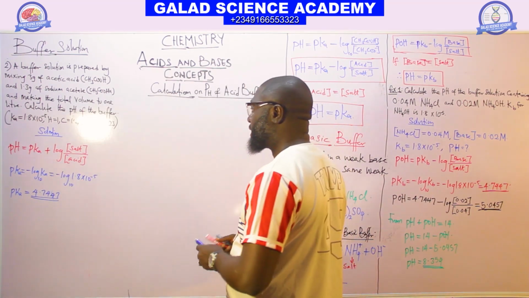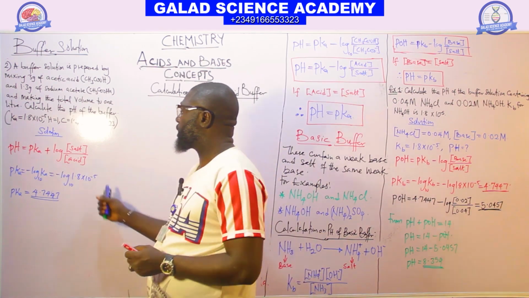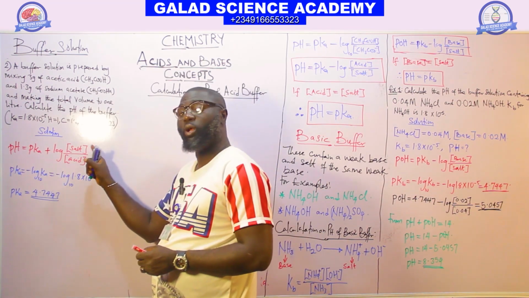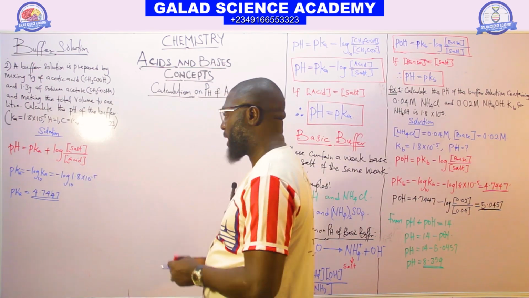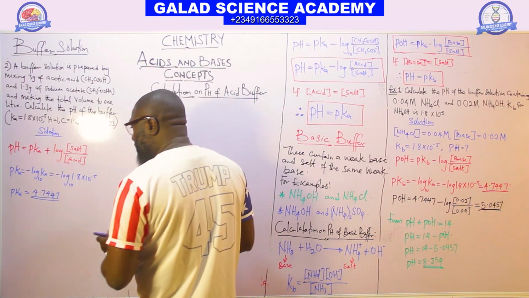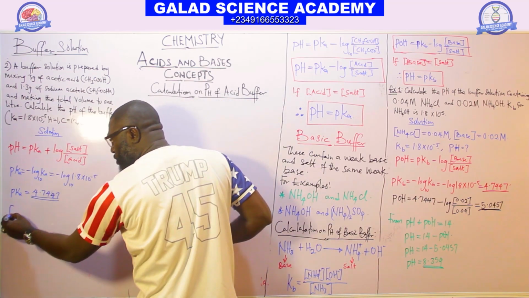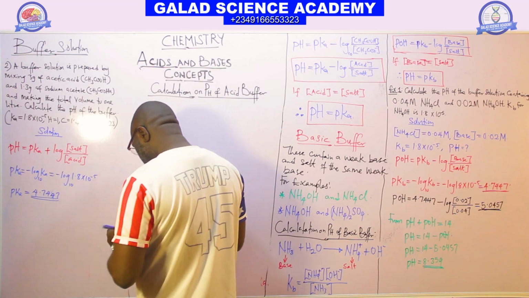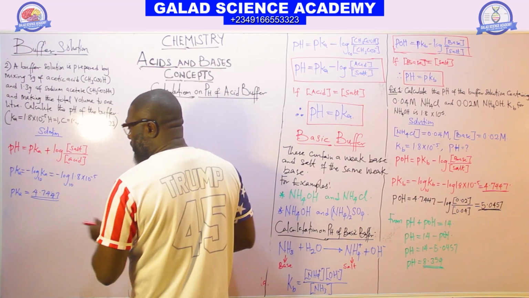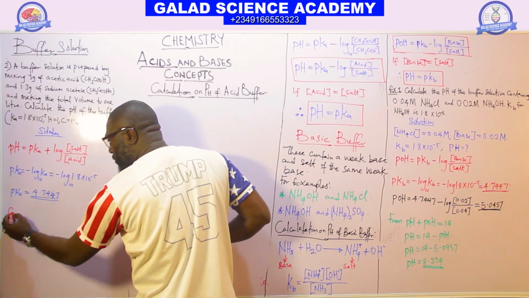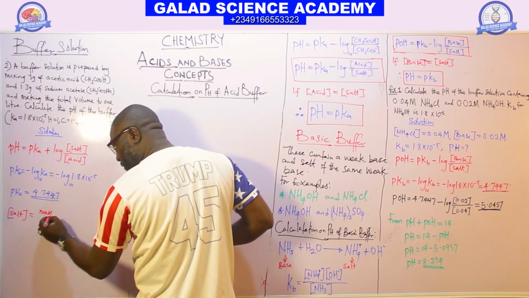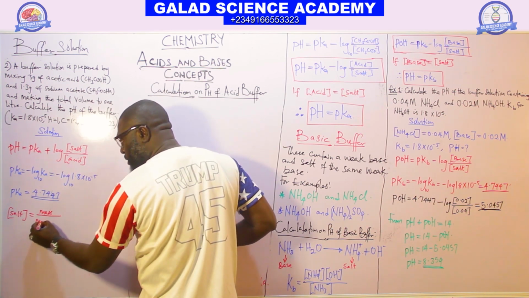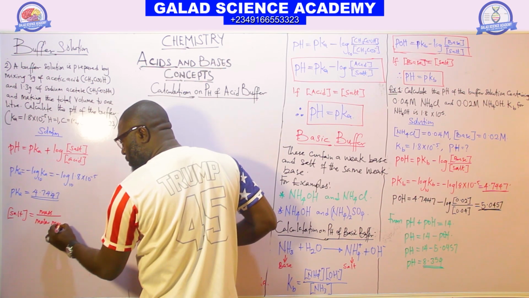And the next thing is, let us find the molarity of salt and acid. The molarity of salt, the concentration of salt, will be the mass given over the molar mass.